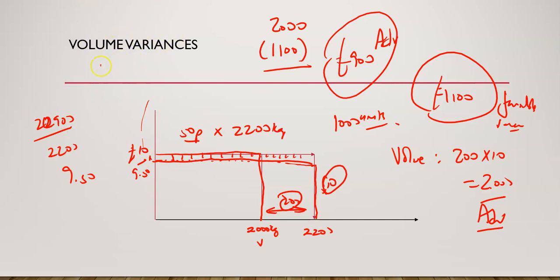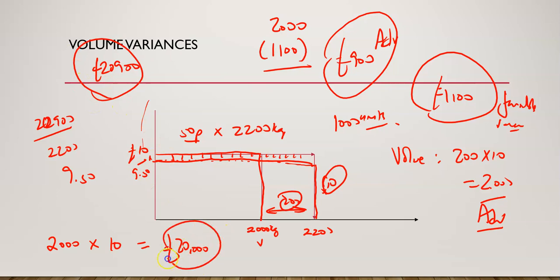You spent 20,900 pounds on making these units. We were expecting you to use 2,000 kilograms and to spend £10, and that would have been 20,000. So we would have seen a 900 pound adverse variance, the difference between this and this. All we're doing is trying to understand what's causing that difference, what that's made up of. And that's made up of two things.